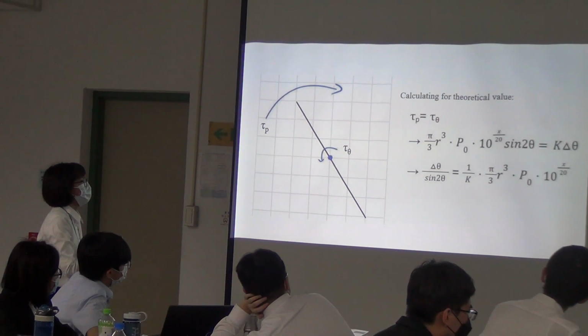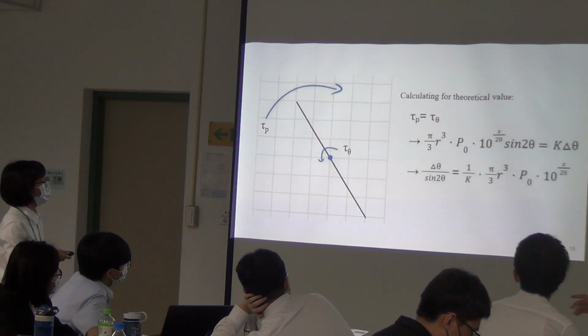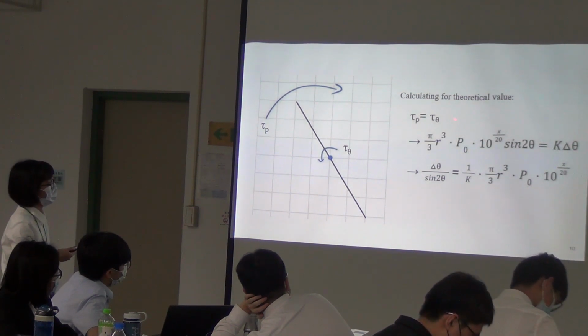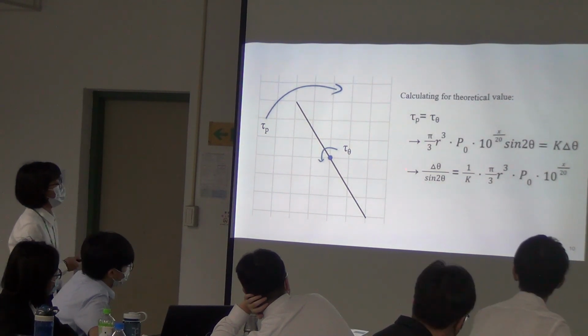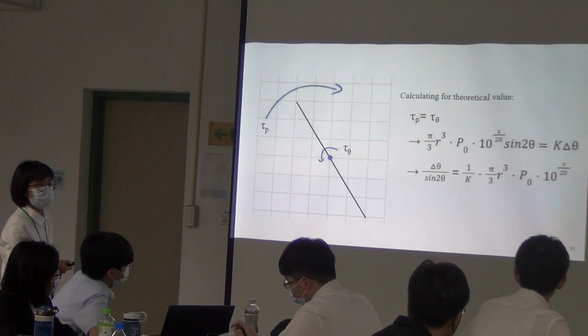This is the calculation for the theoretical volume. Tau P equals tau theta, as we mentioned. And this is the calculation. In the end, this is the theoretical volume.